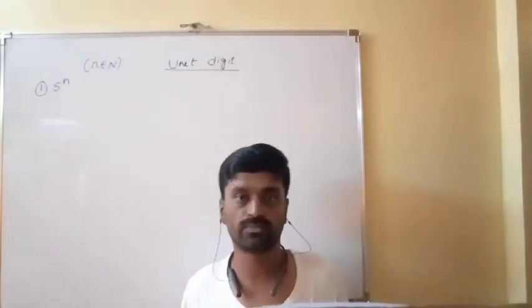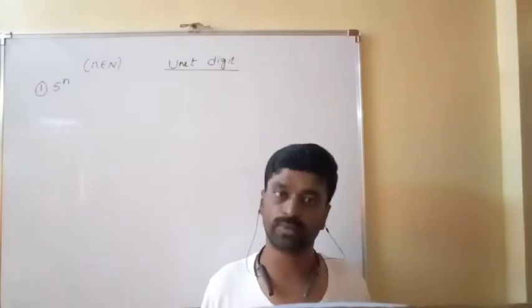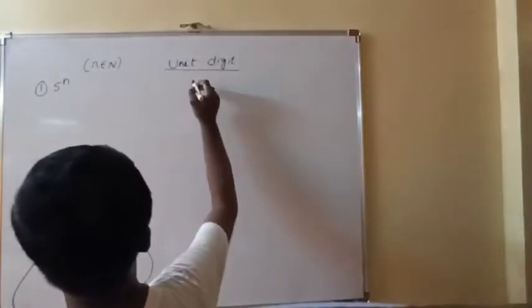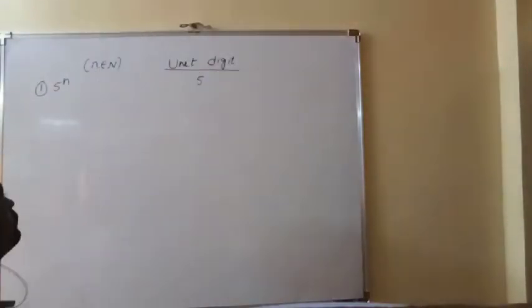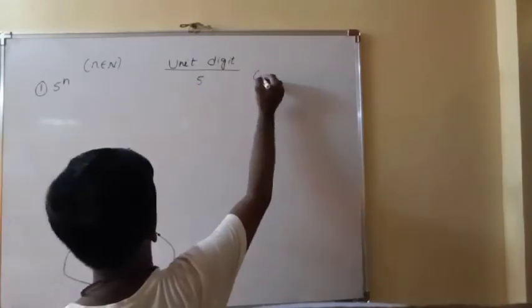5 power 2020? 5. 5 power 1 crore? 5 only. Okay. So the unit digit in 5 power n is 5 for all natural numbers n.